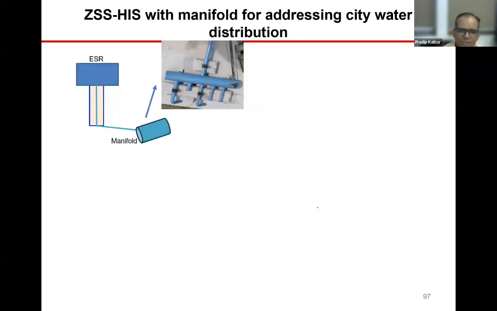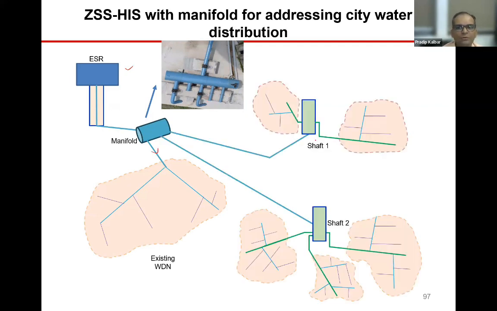So what I'm saying to the cities is, first of all convert these single outlet tanks to multiple outlets using a manifold like this. Nearby areas can be given water by one outlet. Other areas can be given by the express feeder and shaft. So we want to work with many utilities and cities to realize this model on ground and see the difference. This is to be tested.